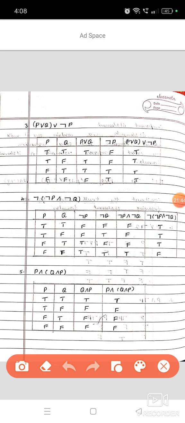Next, we combine P or Q and not P with the OR operator. Again, the OR operator says that if any one statement is true, the OR operation is true. True, false, true. True, true, true. True, true, true. False, true, true.